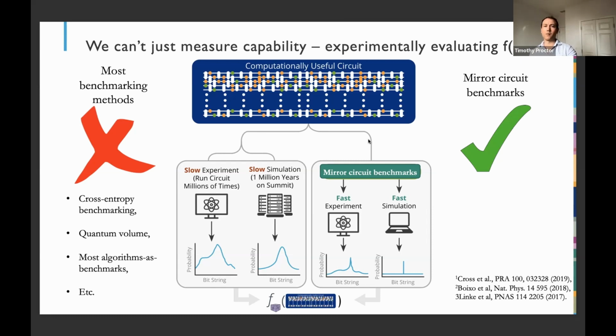So what I'm going to be telling you about is a technique we've developed called mirror circuit benchmarks. They take a potentially computationally useful circuit, so an arbitrary circuit, and turn it into some different circuits that you can run in a fast experiment, and you can simulate what you should get out using very easy simulations that are pretty much trivial to do. From these results, you can infer the value of the capability function for this circuit. So we can indirectly assess how well you can run that circuit.